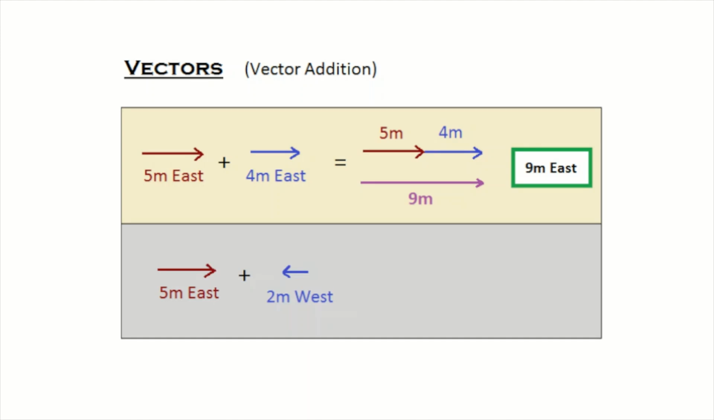Now let's look at two in opposite directions, 5 east and 2 west. I start the same way. Tip to tail shows that the tip of red touches the tail of blue. But now, when I connect the beginning of red to the end of blue, I'm going to find that it's a shorter vector. This purple one would end up being my answer, and when you see vectors in opposite directions, you're going to end up subtracting them.